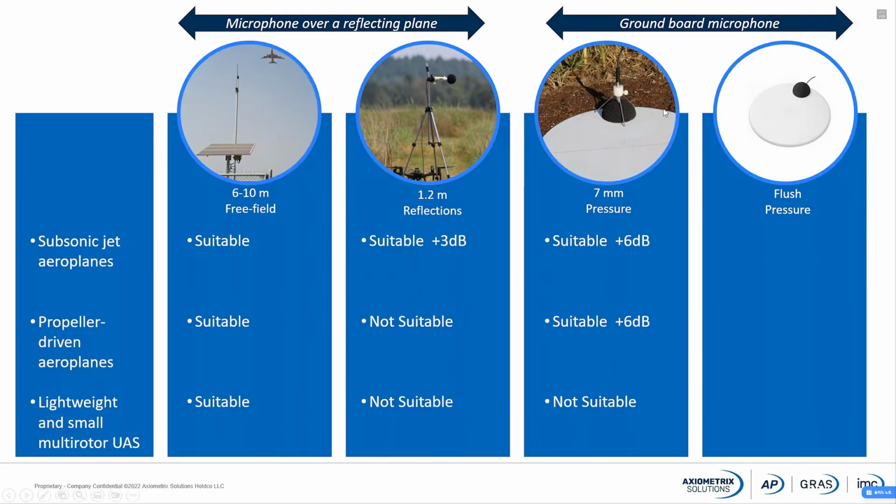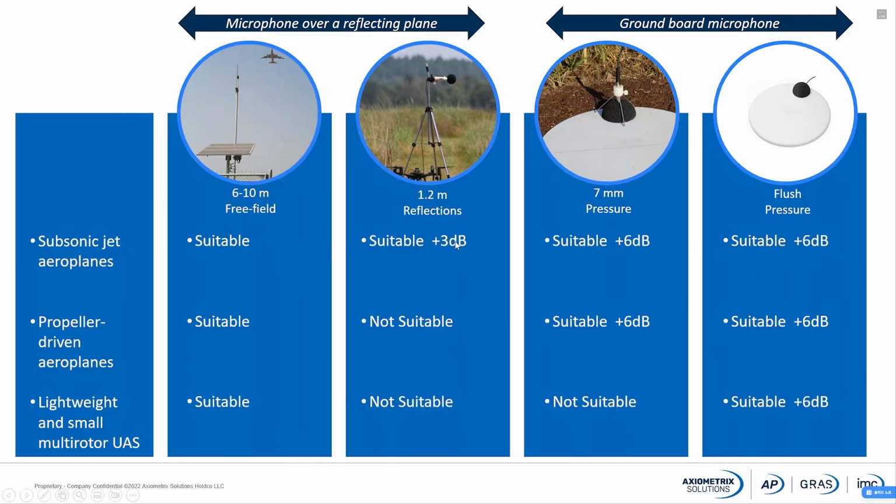If you remember, this upside-down configuration is disturbing the measurements above 10 kilohertz, and therefore it is not really a good solution for the UAS. If we take this flush-mounted pressure microphone on the plate, this is suitable for all 3 kinds of vehicles, and it is giving you a 6 dB higher value than for a free field condition.